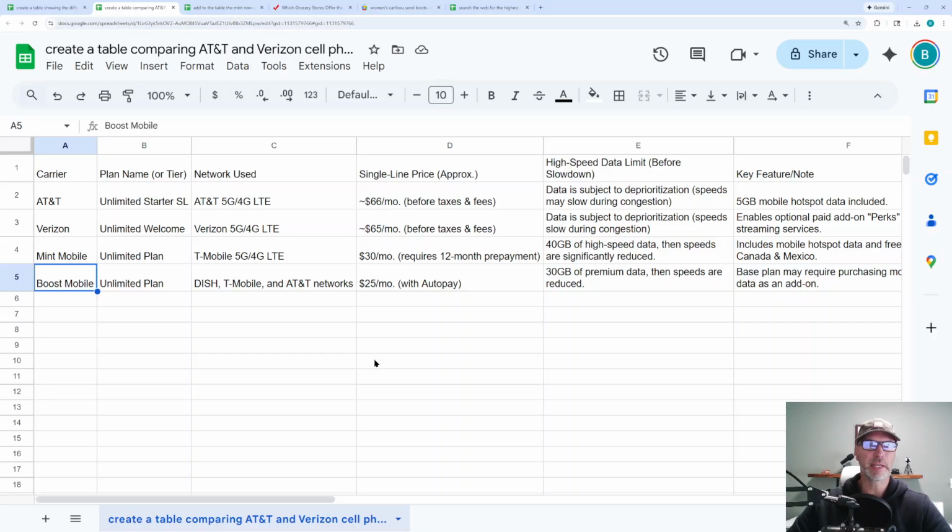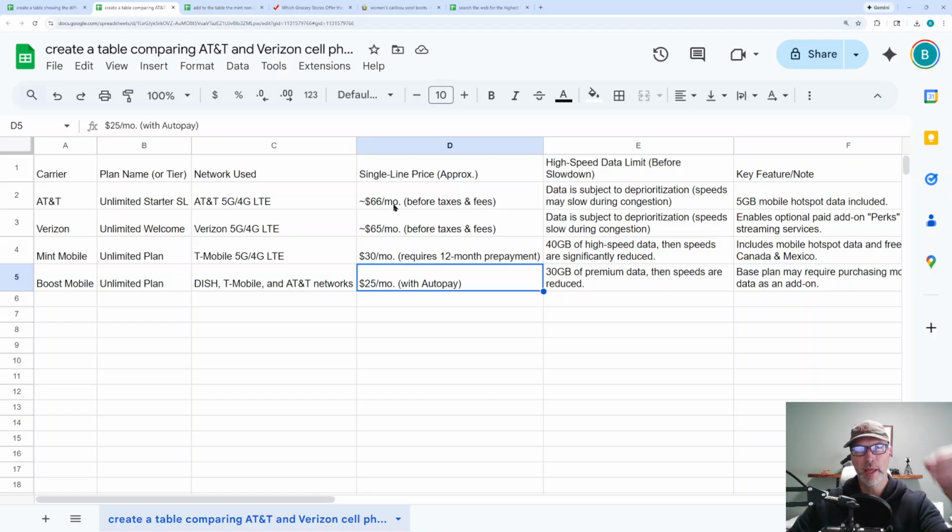You may not get a Netflix bill paid, but you also go from somewhere between $66 and $100 a month or more, depending on your cell phone plan, to Mint, which has a $30 a month unlimited plan. Boost has a $25 a month unlimited plan. Now, what does unlimited mean in the cell phone world? It means the same thing.